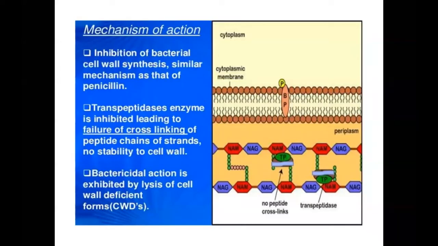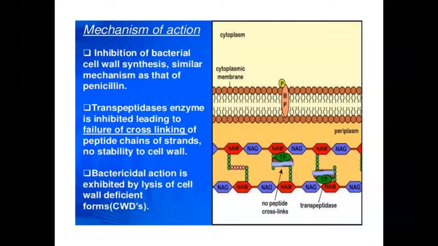So with this, we have understood the mechanism of action, that they cause the inhibition of the bacterial cell wall synthesis. The cephalosporins are cell wall synthesis inhibitors, just like the penicillin. Secondly, we also have understood that the transpeptidase enzyme is inhibited by the beta-lactam. So what happens? Once these transpeptidase enzymes are inhibited, they lead to failure of the cross-linking. You know that peptidoglycan contains the N-acetylglucosamine and the N-acetylmuramic acid, and they are responsible for the cross-linking, and they provide stability and rigidity to the cell wall.